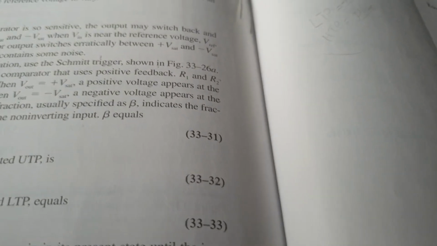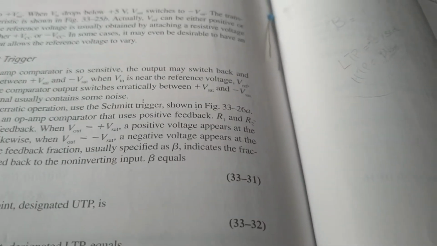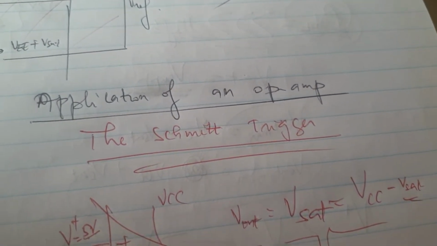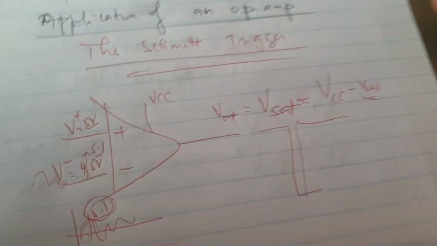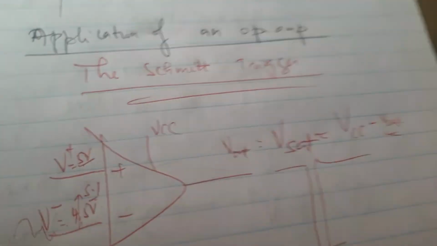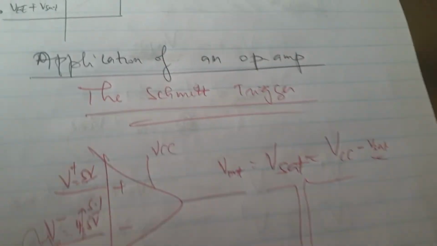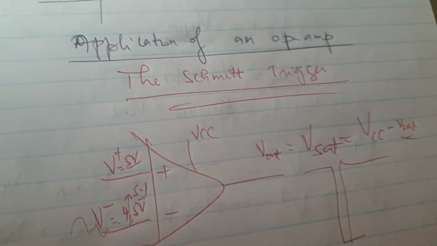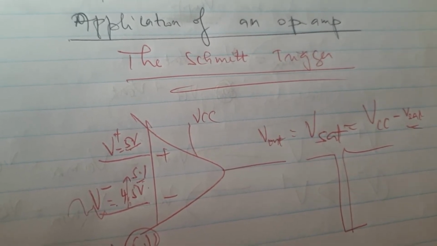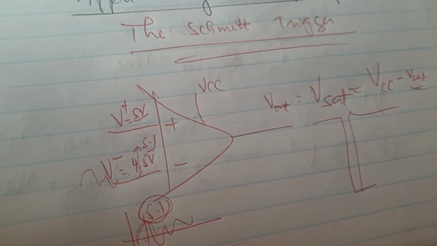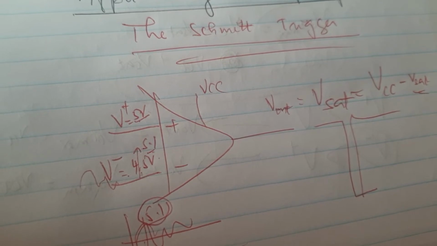When Vin is near the reference voltage Vref, meaning almost the same as the case I chose here, 5 volt and 4.5, it becomes very sensitive to noise. Noise could suddenly change the output of the comparator from high voltage to low voltage, from output maximum to output minimum. So to eliminate that erratic operation, the Schmitt trigger, a special type of comparator circuit, comes in.